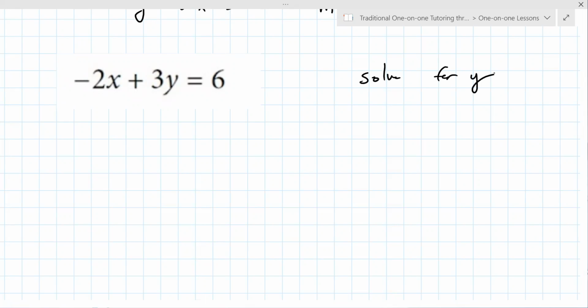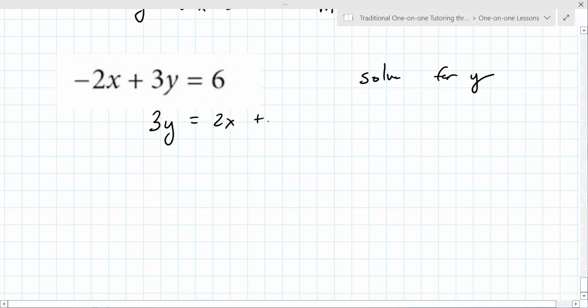I got 3y equals 2x plus 6. Is y by itself? No, so divide by 3. y equals 2/3 x plus 2. Okay. What is the slope? 2/3. What is the perpendicular slope? 2. Would that be B?